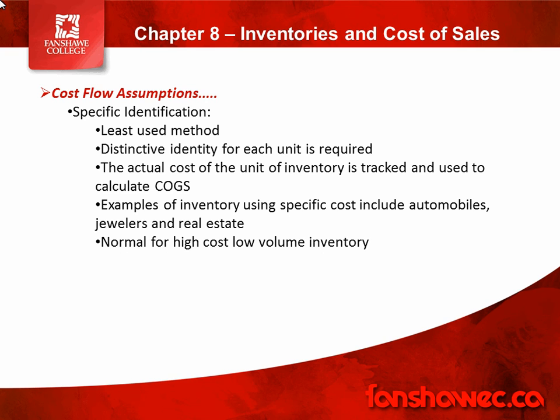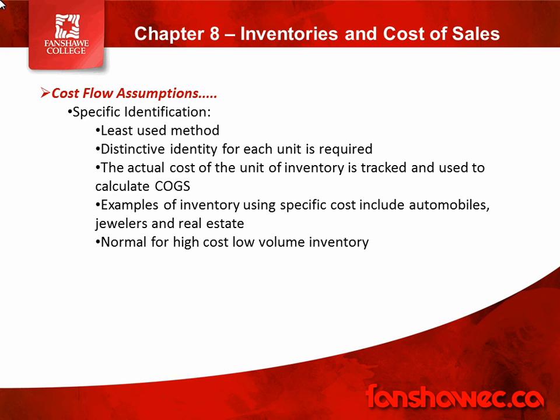The way we decide how much we allocate to cost of goods sold is based on the cost flow assumption that we choose. So there's four primary cost flow assumptions that we're going to go through. This first video deals with specific identification. Right, so specific ID is the least used method out of the four, and the reason is that each inventory item has to have a distinct identity, meaning there has to be something that makes it unique so that we can track it individually.